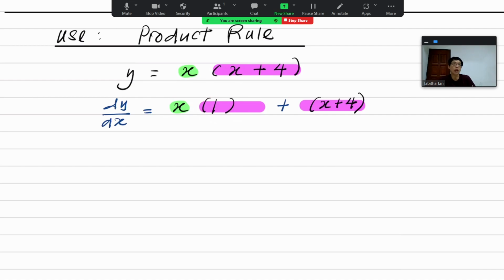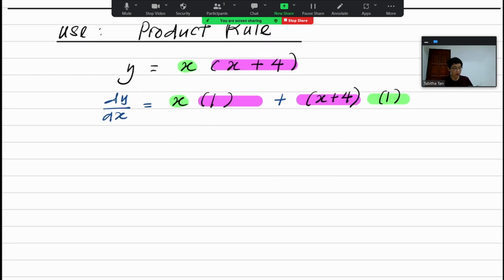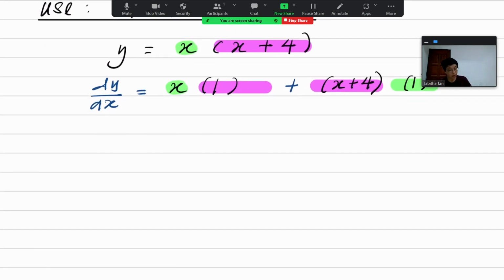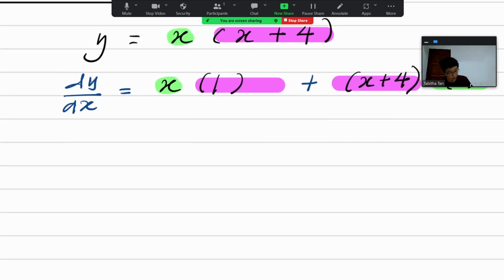That means we do not do anything, we just copy and maintain its function. Then now we go to the green function, we differentiate that, so we got 1. Okay, so that is done, we have finished completing the product rule.